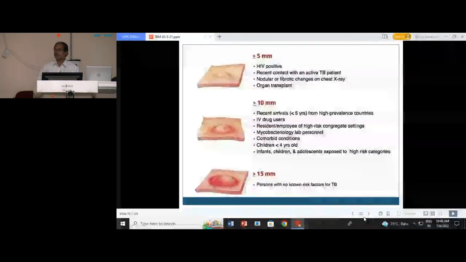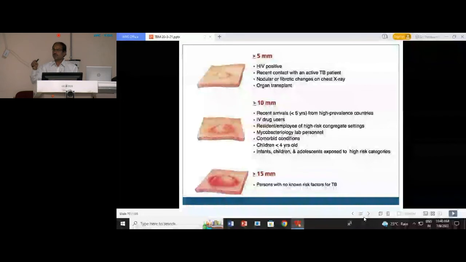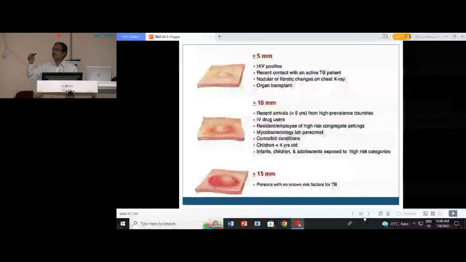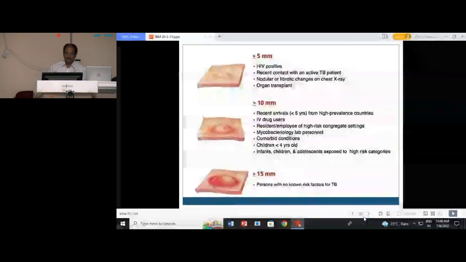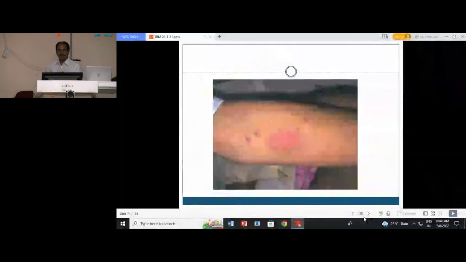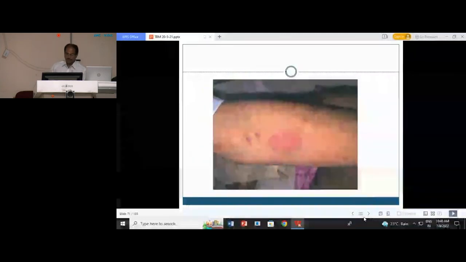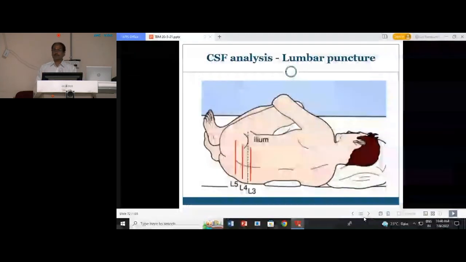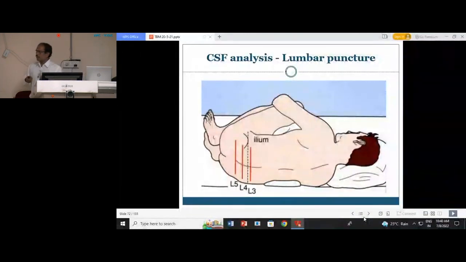So when you do the Mantoux test routinely for all of you, you say positive when the induration is more than 15 millimeters. You don't measure the erythema, measure the induration. Next very important investigation is CSF analysis. When you suspect tuberculous meningitis, always do the lumbar puncture.